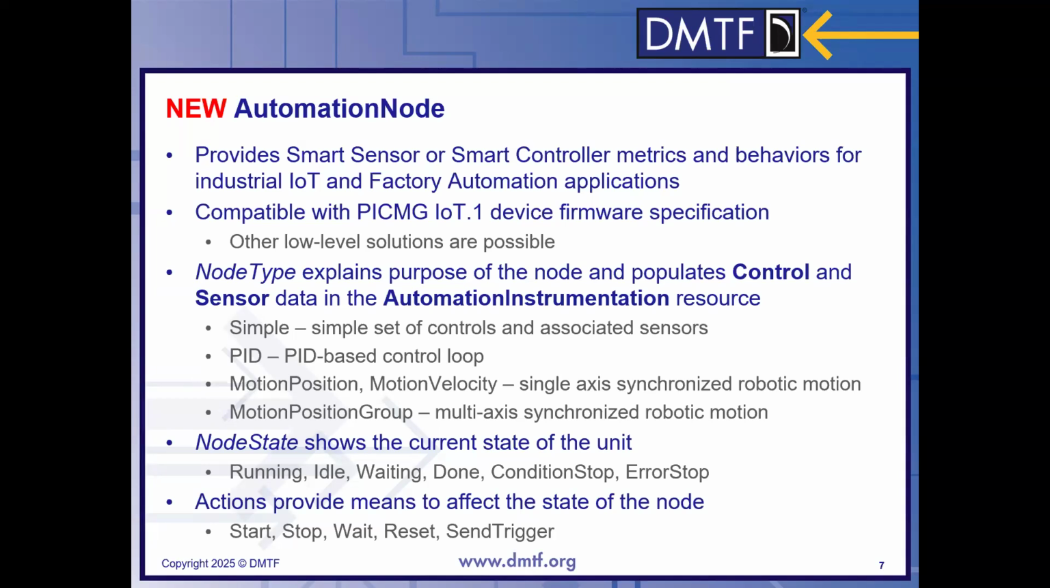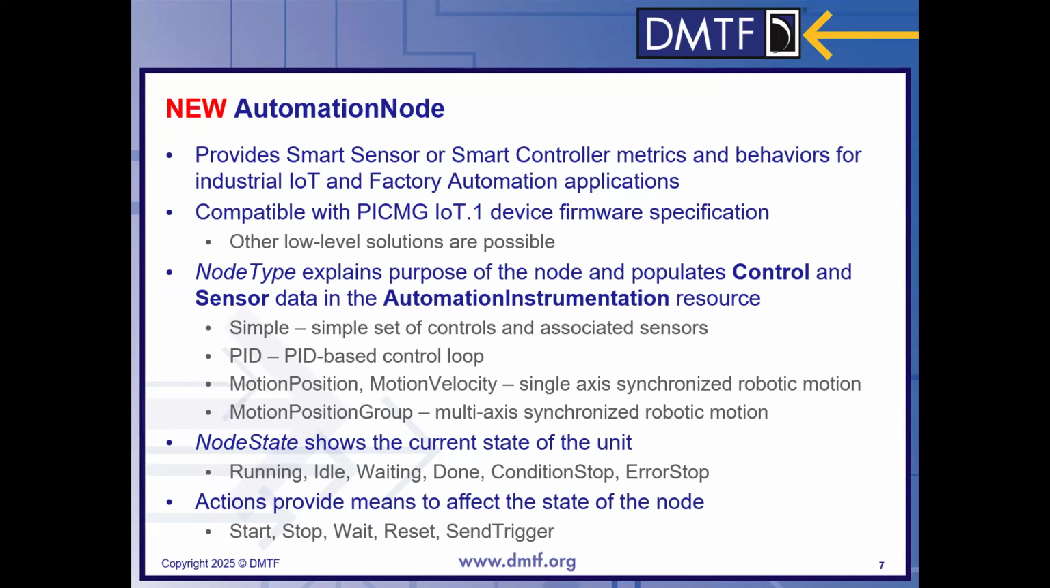You might have a PID-based controller, which allows you to specify parameters around how that device operates. You have different types of motion and velocity controllers, or you may even have a group of controllers all working together as a single cohesive unit. So that's described as a motion position group. Think of a multi-axis robotic arm.